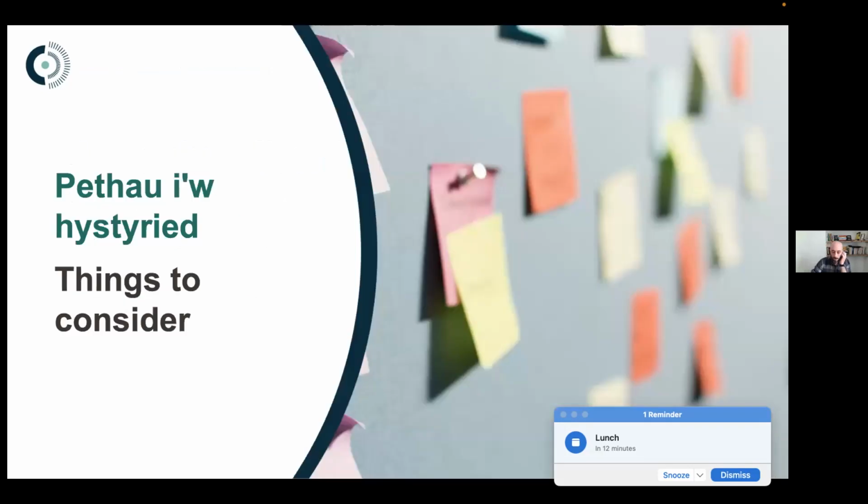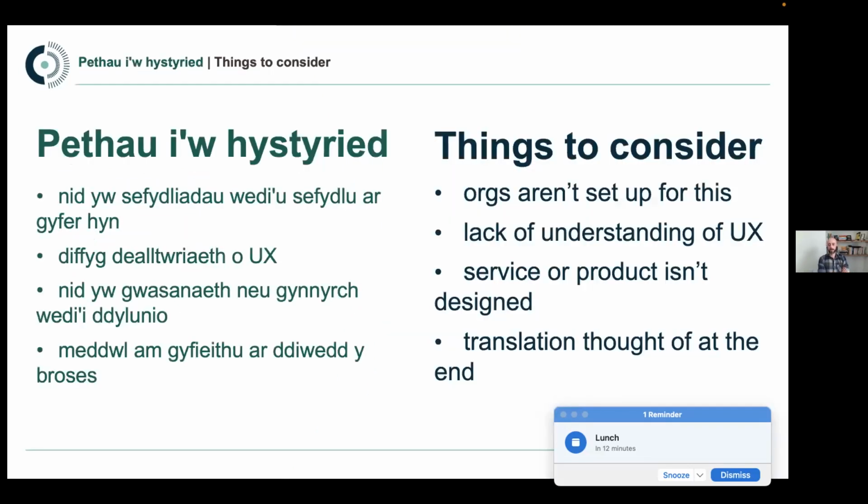Okay. So I thought about a couple of things to consider in terms of challenges that you might find trying this in your organization. These are all interconnected in a way. If you're trying to do this in your organization, I understand that organizations are not necessarily set up for this way of working. So there might be a lot of explaining on your part of why this is important, as well as how users interact and use your content and services online.